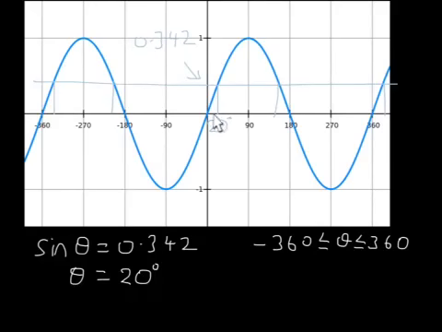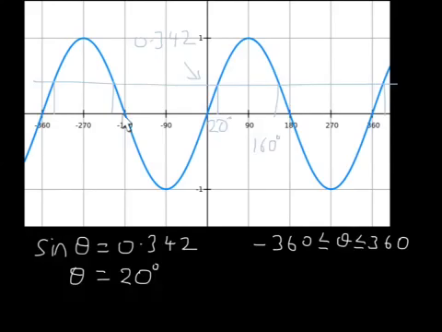From there to there is 20 degrees. So from there to there is also 20 degrees. So if this angle here is 20, that angle there is 20. In other words, this angle here is 160, because 180 minus 20 is 160.